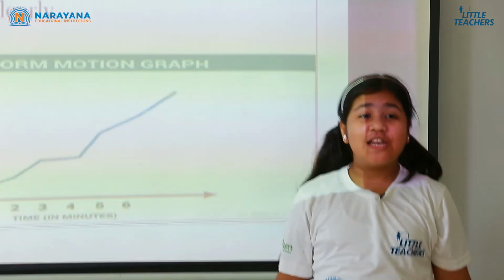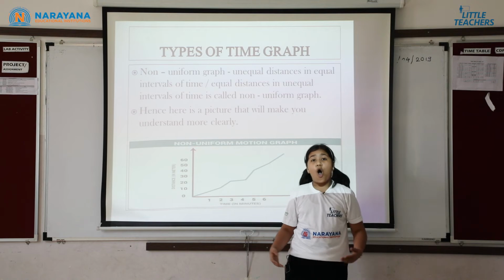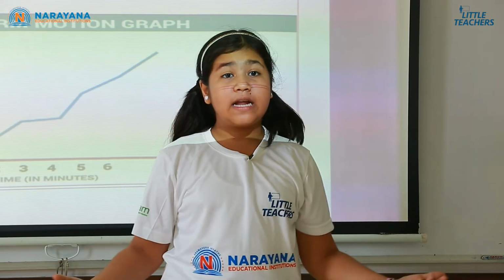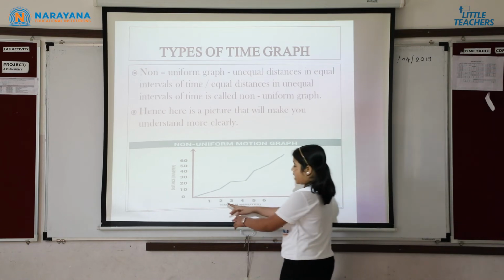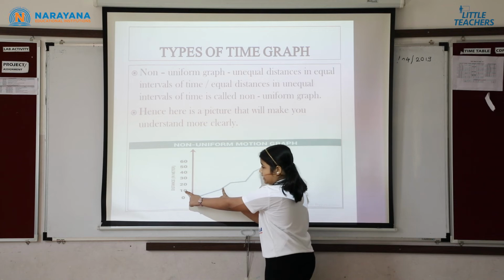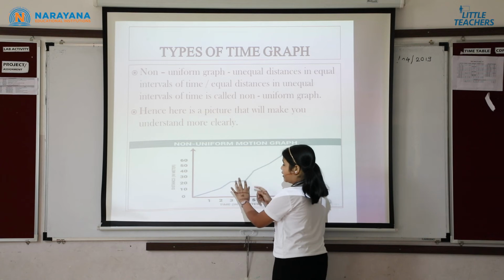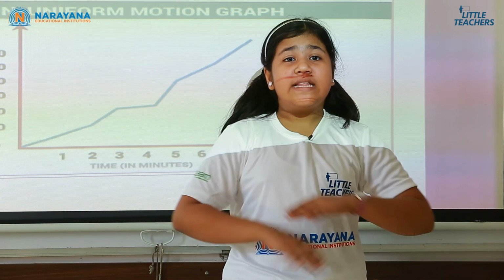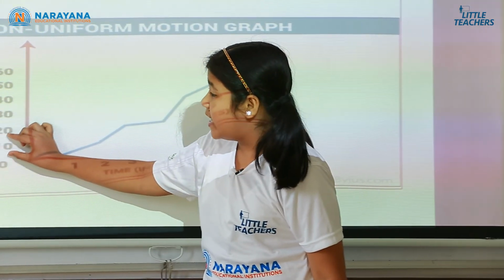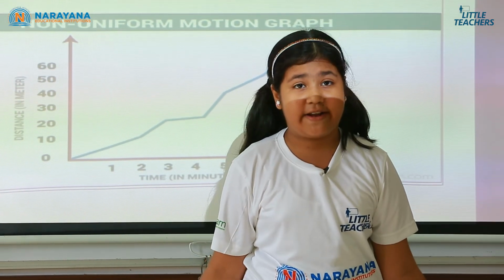Types of time graph. Last but not the least, non-uniform graph, which says unequal distances in equal intervals of time or equal distances in unequal intervals of time. Here is a picture that will make you understand more clearly. At 2 minutes, it is covering 10 meters. At 3 minutes, it is covering 20 meters. At 4 minutes, you can see it is covering 25 or 26 kilometers. So, this is not equal distances because here it was 10 and here it came 5. So, that is not equal distances in equal intervals of time.